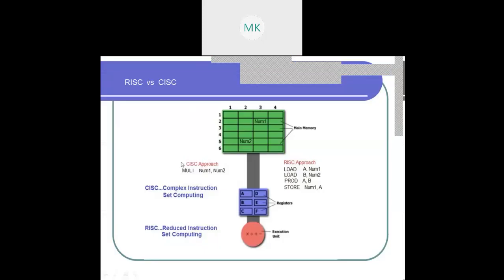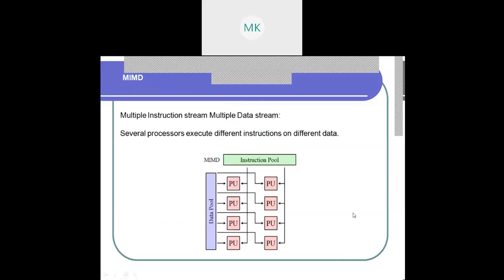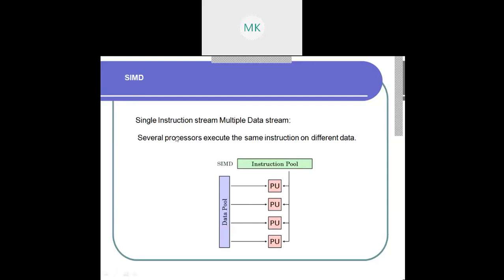So this is about RISC and CISC. CISC is complex instruction set computing. RISC is reduced instruction set computing. Optimized code is obtained in case of RISC, whereas CISC is hard to implement, difficult to implement. MIMD is multiple instruction stream, multiple data stream. Several processors execute different instructions on different data streams. SIMD is single instruction stream, multiple data stream. Several processors execute the same instructions on multiple different data streams.